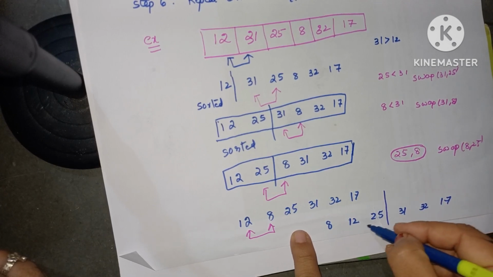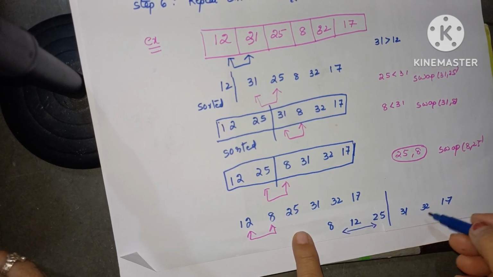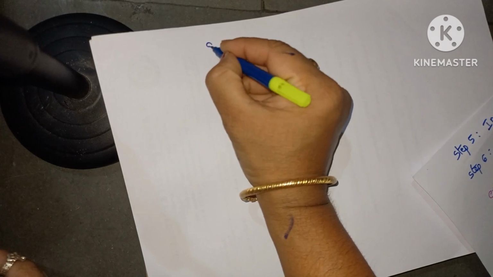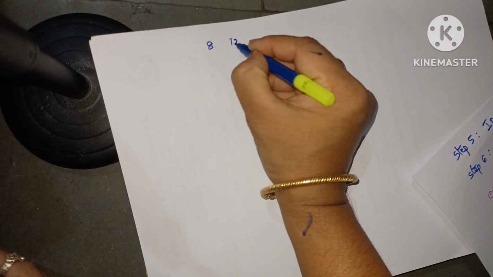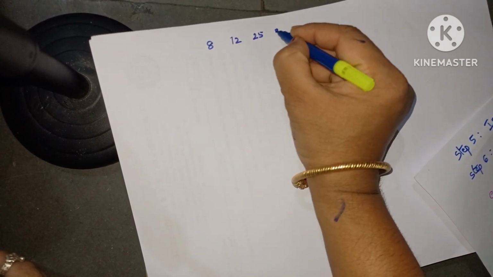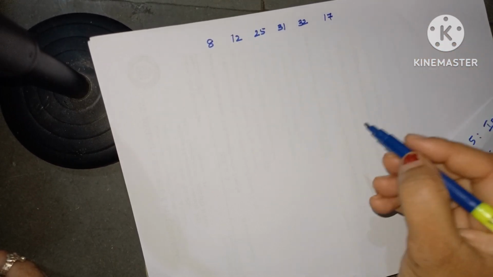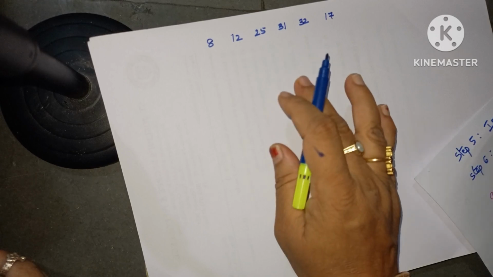Again swap these two. Swap means again 8, 12, 25, 31, 32, 17. After that all these elements are in sorted order. These have not been touched till now. So these elements are in order now. Take the elements again on a new paper. What are the elements? 8, 12, 25, 31, 32, 17. After shifting, all these elements are in order.